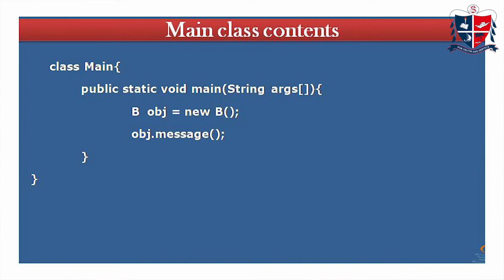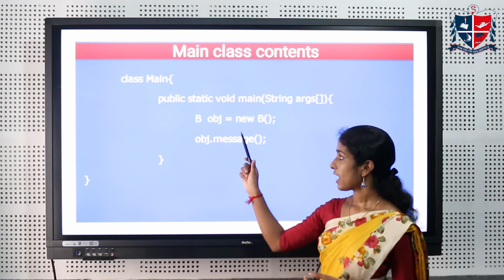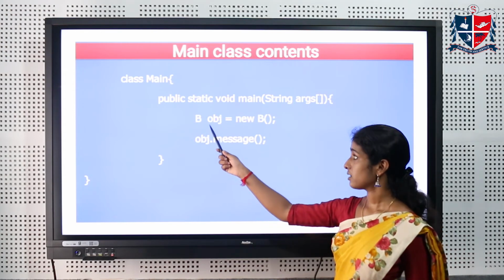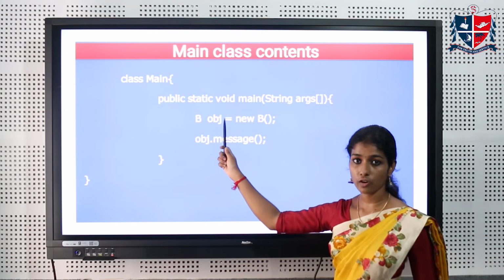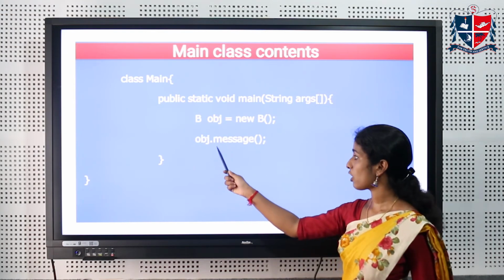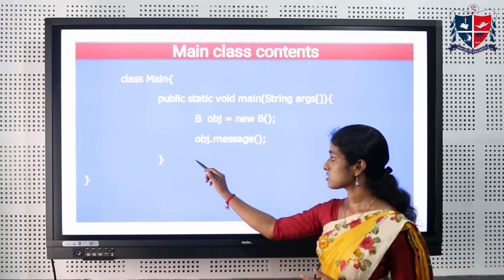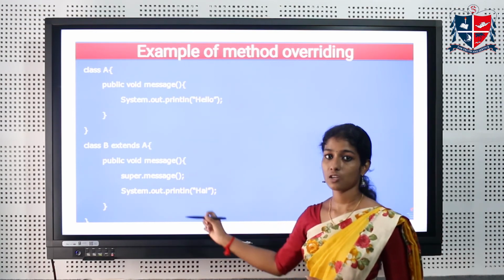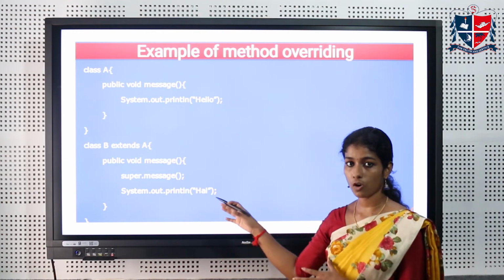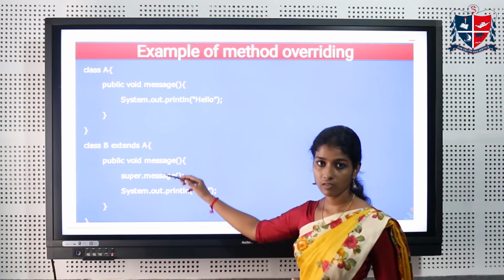Okay, so this is the main class. As I said, in Java, the execution starts from the main class. Inside this main class, I have created an object of class B, which is obj. That is, B obj is equal to new B. Here I have created the object of class B, and using that object, I have called the method message. So here I have used the object of B, so the corresponding method in class B will get executed. That is, this method will get executed because I have used the object of class B to call that particular method. So the control comes here and this method will get executed.